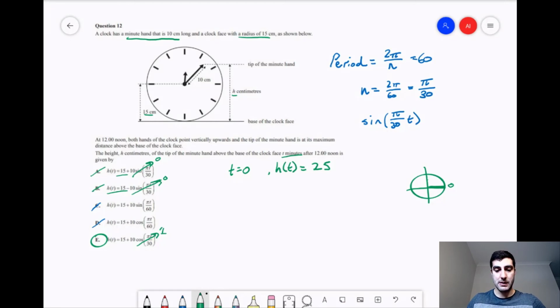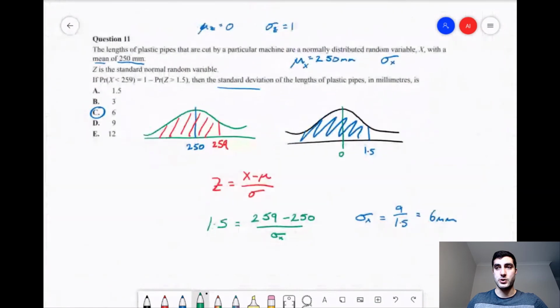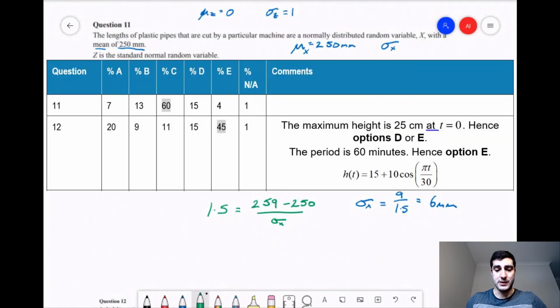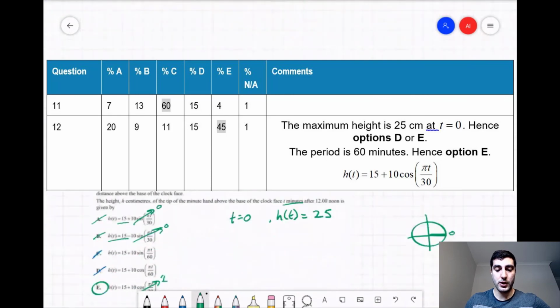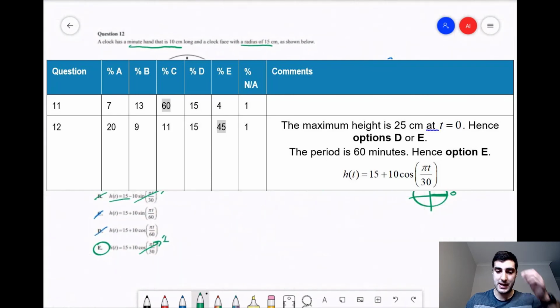Great, so let's look at the examiner's report. I'll jump back to question 11. So question 11 was answered reasonably well with 60% answering correctly. No comments on the examiner's report there. Question 12 wasn't answered quite so well, with 45% getting the correct answer E.